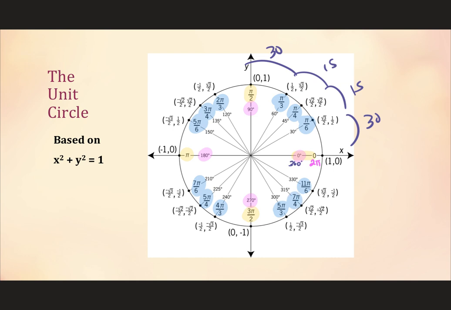And then we said in the first quadrant, we just do pi. In the second quadrant, our numerator is 1 less than the denominator. Third quadrant, it's 1 more than the denominator. Fourth quadrant is 1 less than double the denominator, or 5, 7, 11.